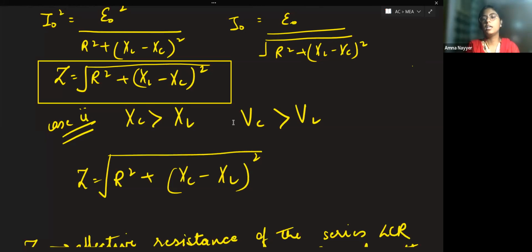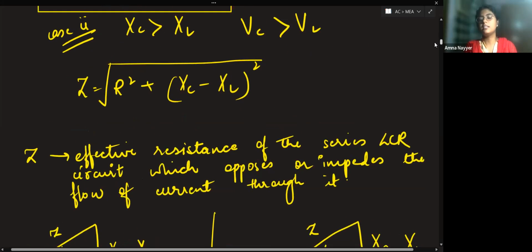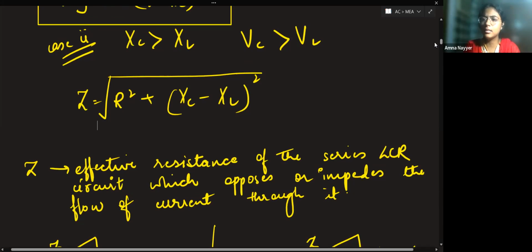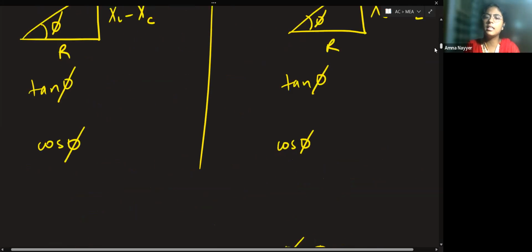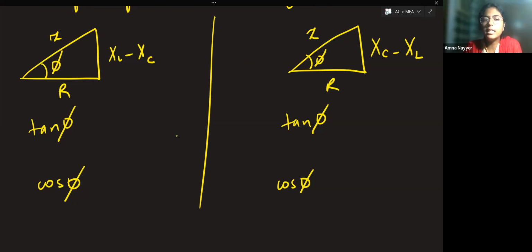This is the formula. And if you see, the definition simply says that it is the effective resistance of the series LCR circuit which opposes or impedes the flow of current through it. Simply the resistance of the entire circuit, we call it the impedance. One more thing, in this impedance triangle, if you write the value of tan phi, let's say this angle is phi, this is the phase difference. So tan phi will be equal to what?